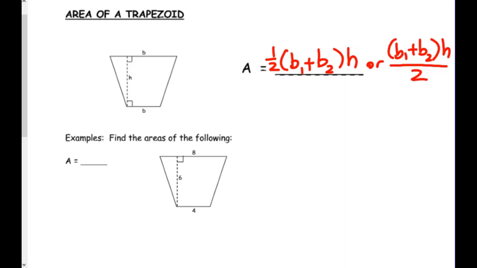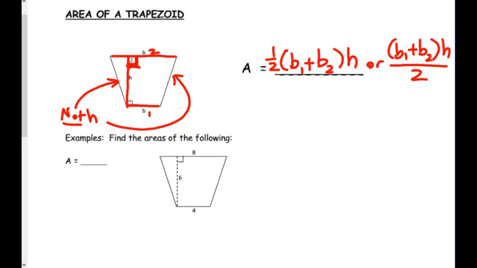But I want you to notice what B1 is and B2. On a trapezoid, there's always 2 bases that are parallel, and it doesn't matter which one's 1 and 2. It doesn't matter, because you're adding them together. You multiply it by the height. Now, the height is perpendicular. When I say that, I mean it makes a right angle. If it doesn't make a right angle, it's not a height. So this is not a height. This is not a height. Not height. The height is perpendicular. It makes a right angle.